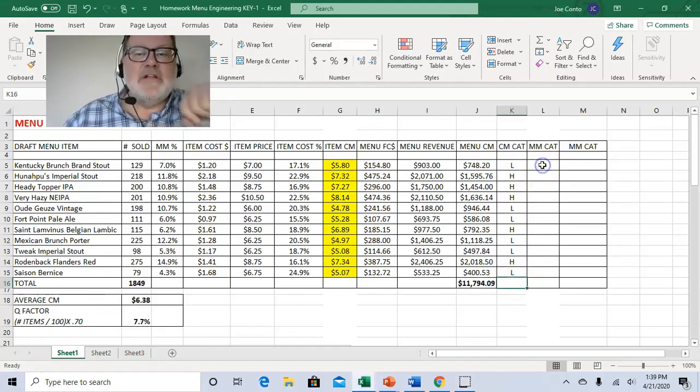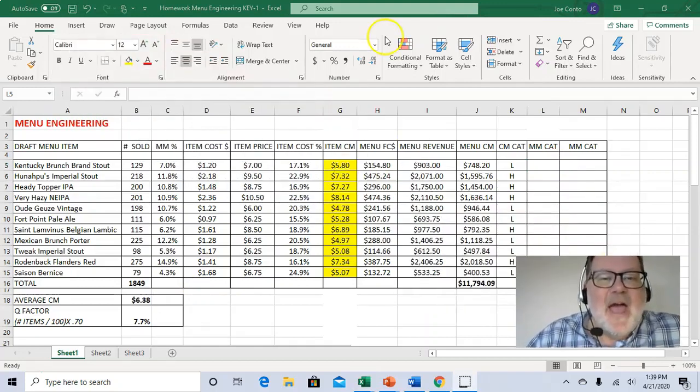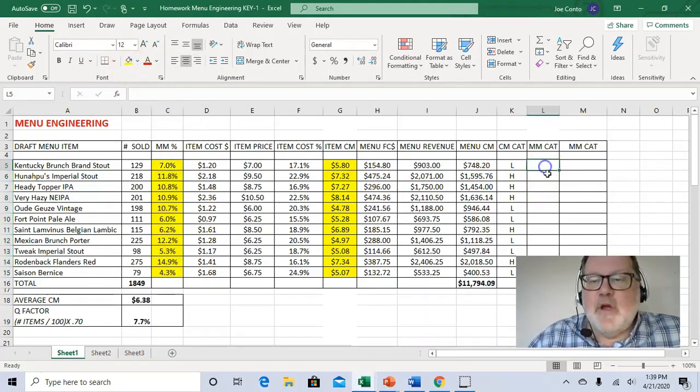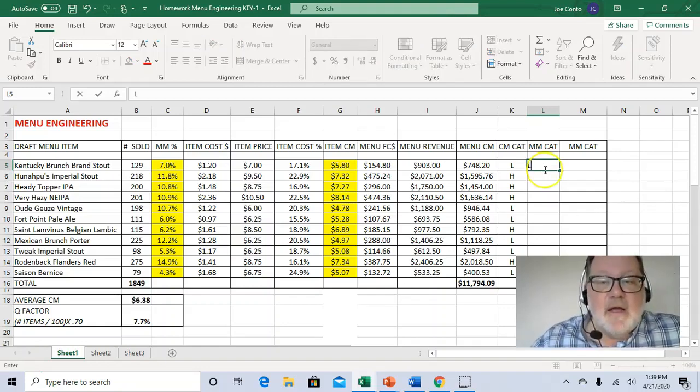Easy enough. I really do the same thing with my menu mix category. I know that my average menu mix is 7.7. And what I do now is I go back down here, take a look at those menu mix items, and highlight them so I can keep track of them easily. I'm going to go through each of my individual items and compare it to 7.7. The stout, for instance, came up at 7. I know that the average is 7.7, so that's in fact a low. Again, I'll be back when I have those all done for you.